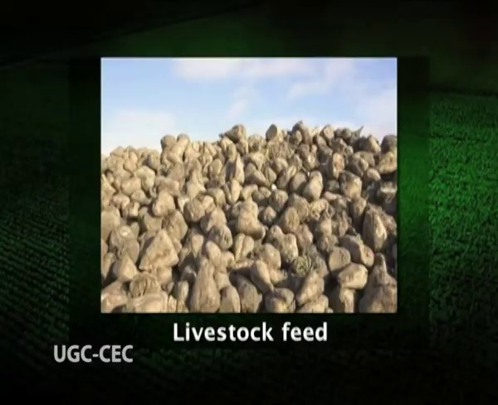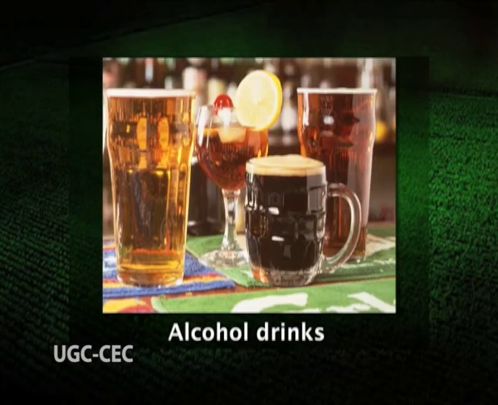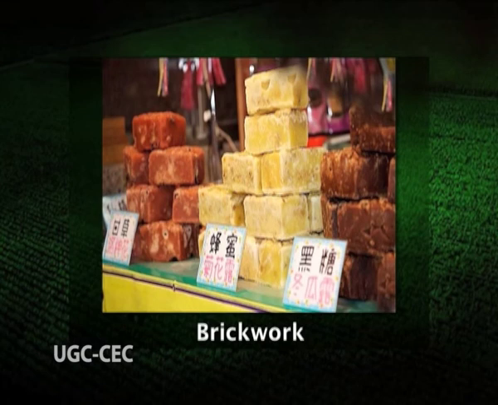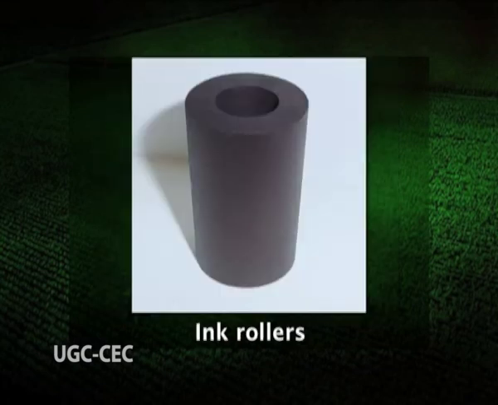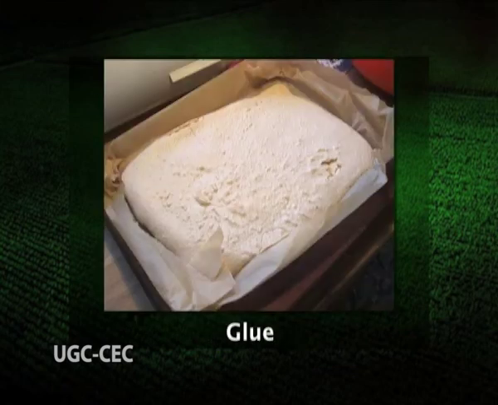Molasses, an important byproduct of the cane sugar industry, is widely used as a livestock feed, for making alcohol drinks such as rum, and for the manufacture of a host of chemicals. Molasses can be used as a minor component of mortar for brick work. Ink rollers on printing presses were originally cast using a mixture of molasses and glue. Molasses can be added to the soil of almost any plant to promote microbial activity.